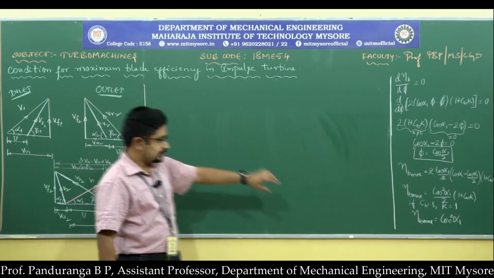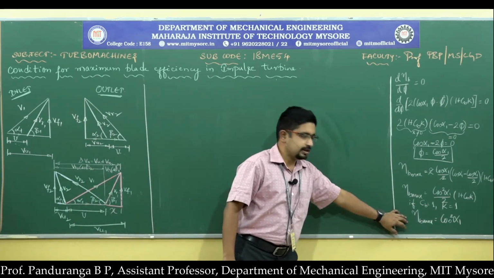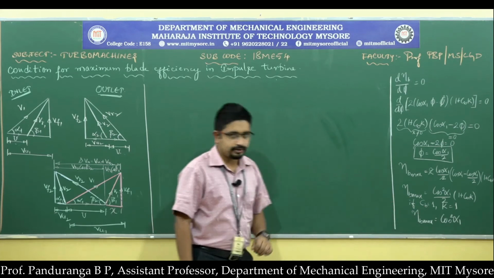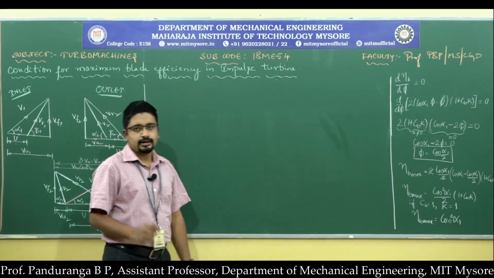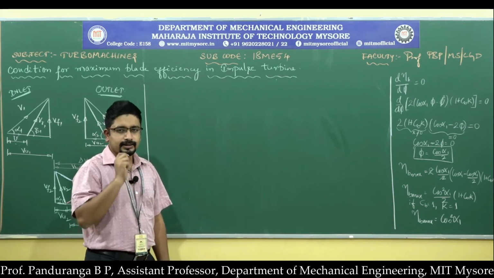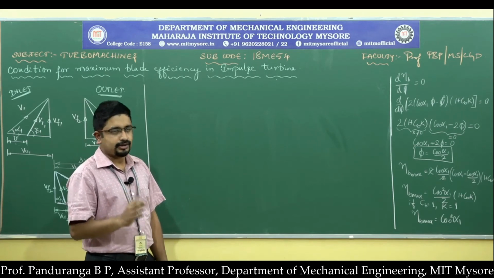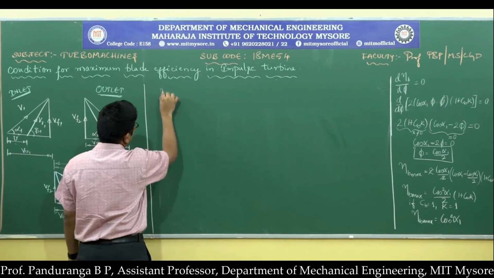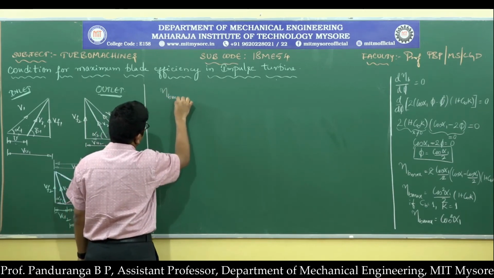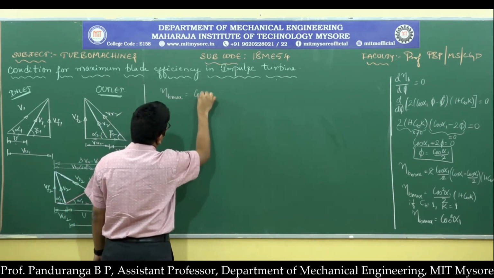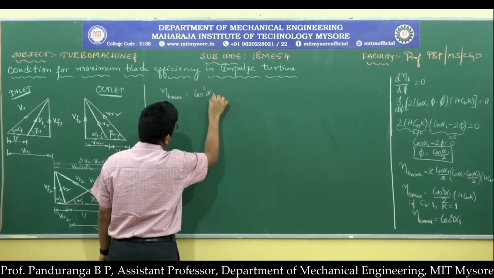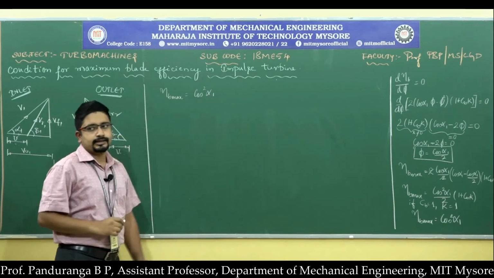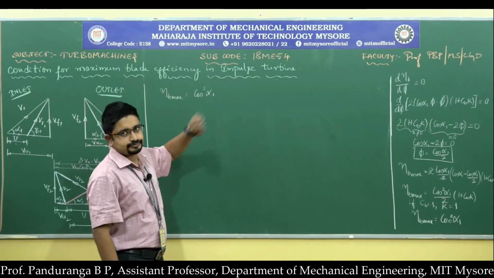We know that the condition for maximum blade efficiency eta b is cos square alpha 1. Now let us see when the efficiency will be maximum, for which value of alpha 1 the efficiency will be maximum. So I will write eta b max will be equal to cos square alpha 1. So for which angle this could be maximum?